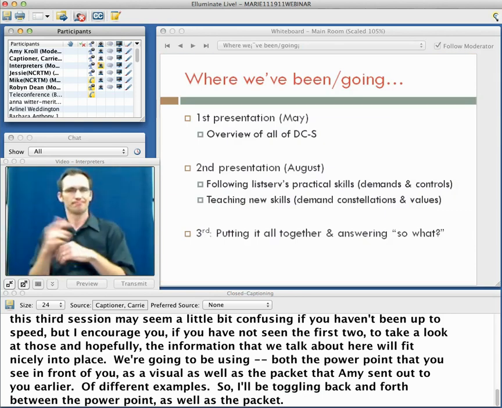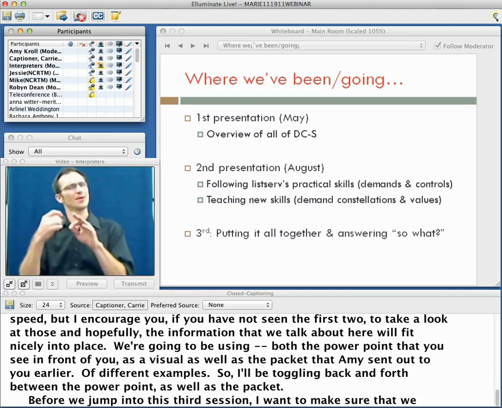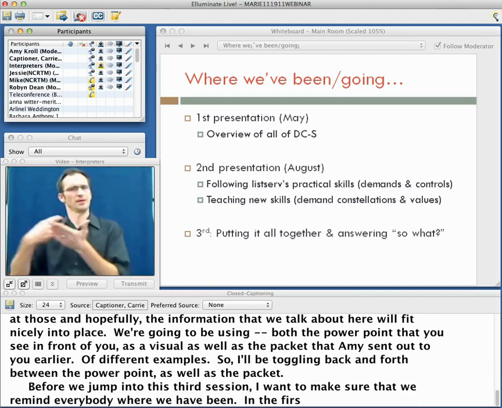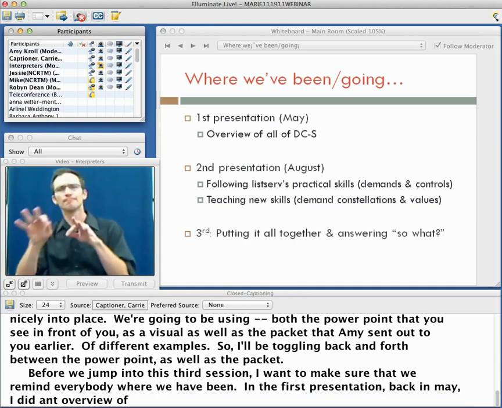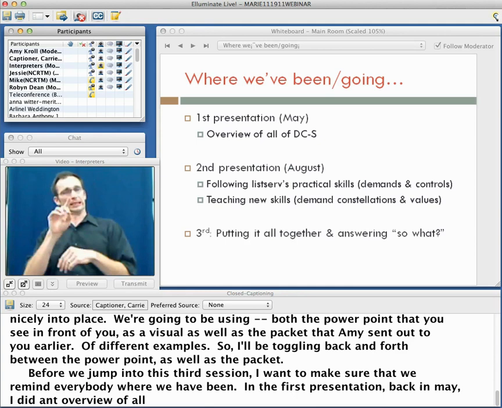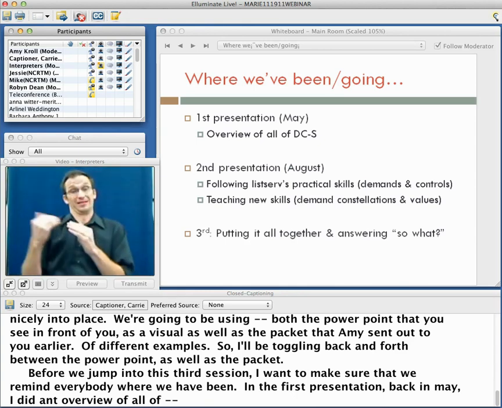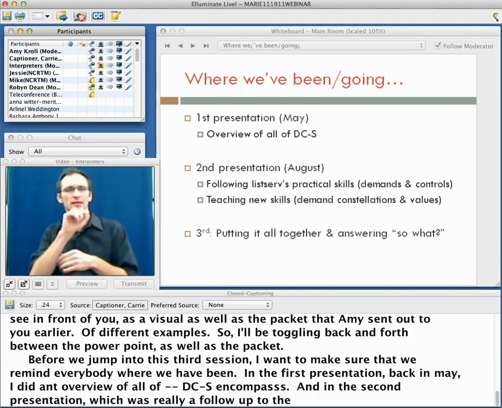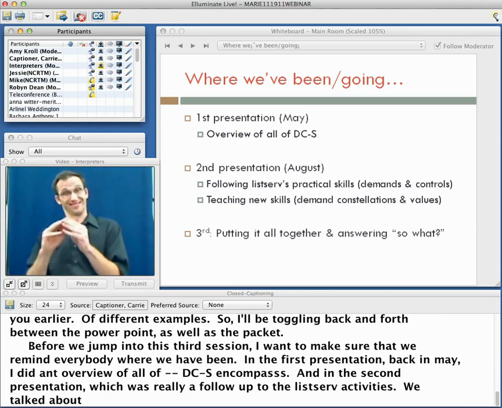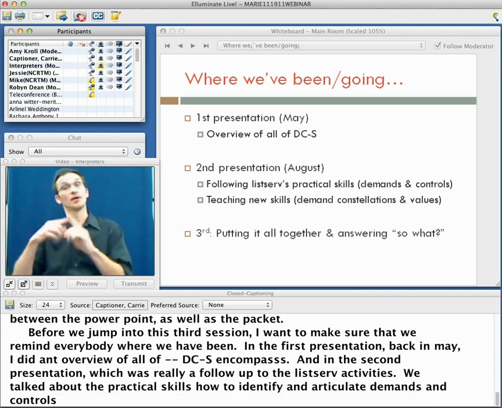Before we jump into this third session, I want to make sure that we remind everybody where we've been. In the first presentation back in May, I did an overview of all that DCS sort of encompasses. And in the second presentation, which was a follow-up really to the listserv's activities, we talked a little bit about some of the practical skills about how to identify and articulate demands and controls. And we also started teaching a set of new skills, which was the demand constellations and values.